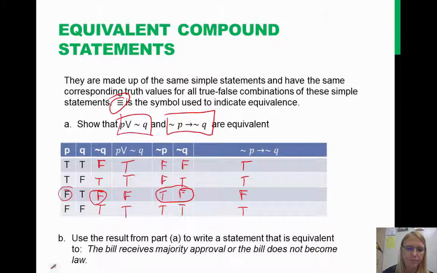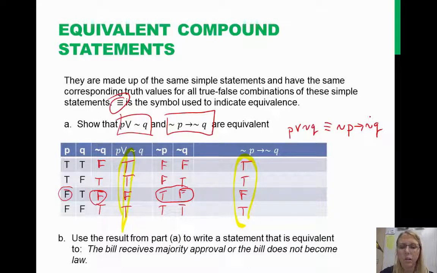So note that we have two columns right here that are exactly the same. They both have true, true, true, true, false, false, true, and true. So because of that, we can actually say that these two statements are equivalent. And I could write it like this: P or not Q, and then use the three dashed line to say equivalence, is equivalent to if not P, then not Q. And we can say that because their outcomes are exactly the same.